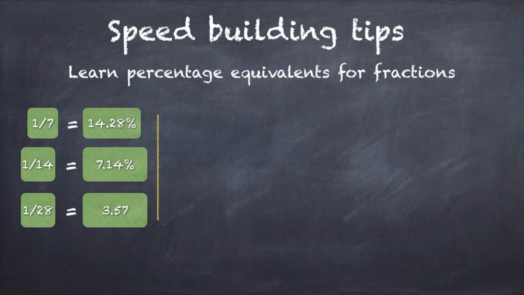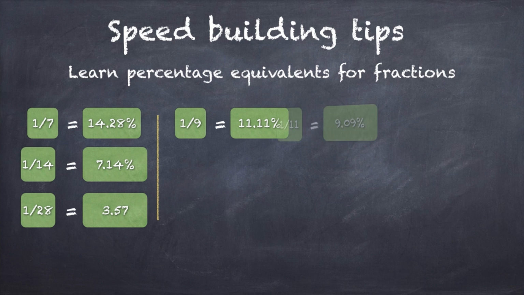The next cluster to look at would be a very interesting one, a very good symmetric pair, which is 1 by 9 is 11.11%. And if you take the opposite of that, you get 1 by 11 is 9.09%. Make sure you remember these two. Very, very easy to remember also because of the pairing. Also think of the multiples because they cover a lot of multiples.